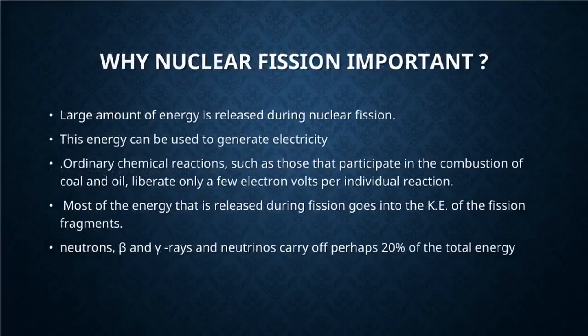A large amount of energy is released during nuclear fission. Due to this reason, nuclear energy is being used for the generation of electricity. The most striking aspect of nuclear fission is the magnitude of the energy involved. Ordinary chemical reactions, such as those that participate in the combustion of coal and oil, liberate only a few electronvolts per individual reaction. Most of the energy released during fission goes into the KE of the fission fragments. The emitted neutrons, beta and gamma rays and neutrinos carry off perhaps 20% of the total energy.